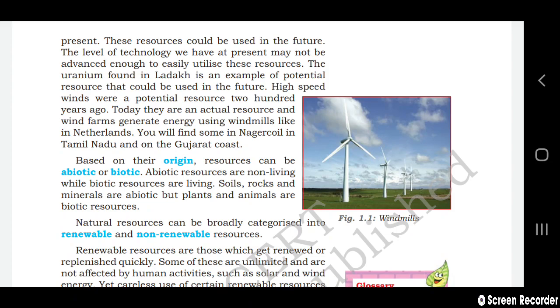High-speed winds were a potential resource nearly 200 years ago, and today they are an actual resource. Wind farms generate energy using windmills, like in the Netherlands, and you will find some windmills in Nagercoil in Tamil Nadu and in some places on the Gujarat coast.